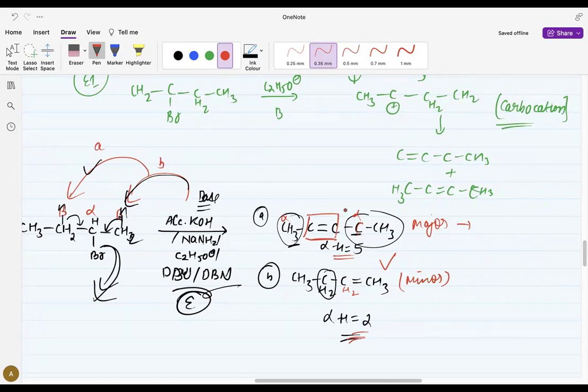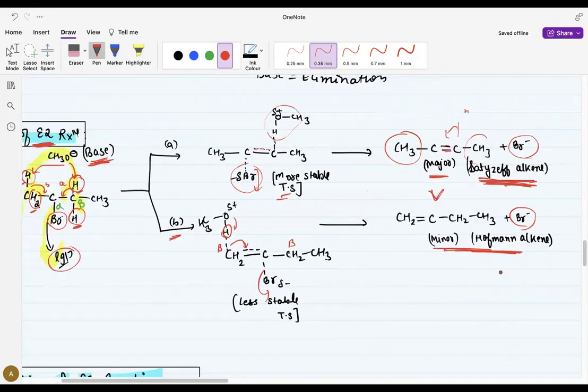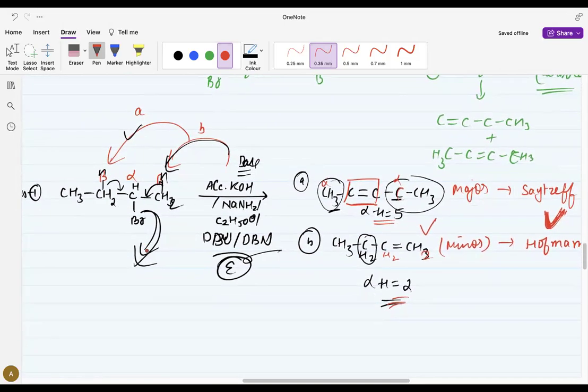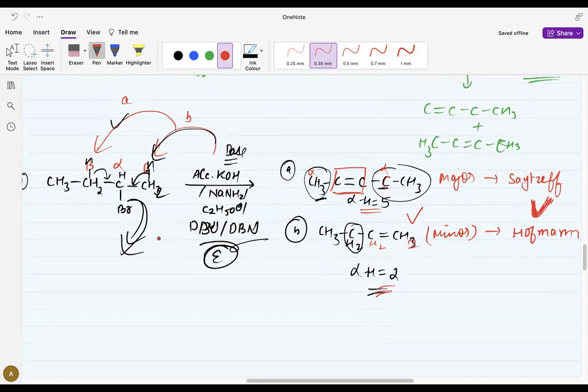And you all know if you have an alkene with more substituents, that is known as Saytzeff, and if there are fewer substituents on the alkene, it is known as Hofmann. So out of Hofmann and Saytzeff, always remember Saytzeff is always the major product. याद रखें बेटा इसको. So this question, write in your copy. I'm giving you 2 minutes.